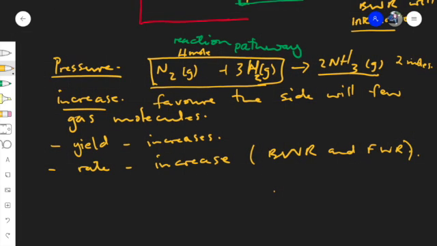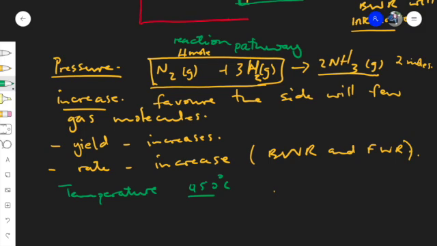Right, now looking at the summary, we need a temperature of 450 degrees Celsius, right? This temperature is an okay temperature. It is not too high or too low, right? And we know that this temperature is the best temperature, because if we make it too high, the rate is going to increase, but the yield is going to decrease.